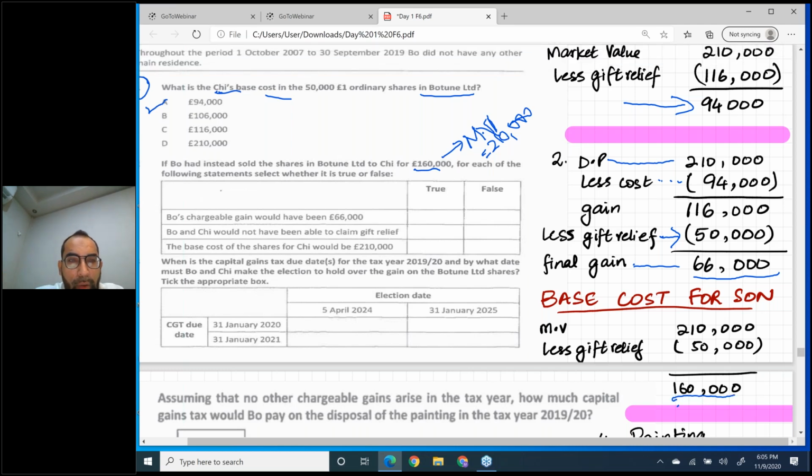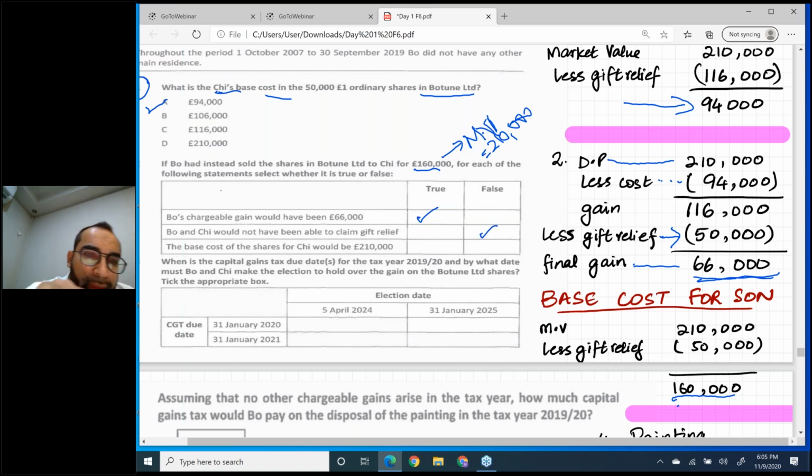Okay, now let's take the true and false. If Bo had instead sold the shares for 160, for each of the following, select true or false. Bo means Daddy. Dad's final chargeable gain would have been 66. True. Yes, Dad's final chargeable gain is 66. Bo and Chi would not be able to claim gift relief? No, they can still claim. We have just claimed gift relief, but yes, a restricted gift relief. Not complete gift relief, but they can claim. So this is false. This is a lie.